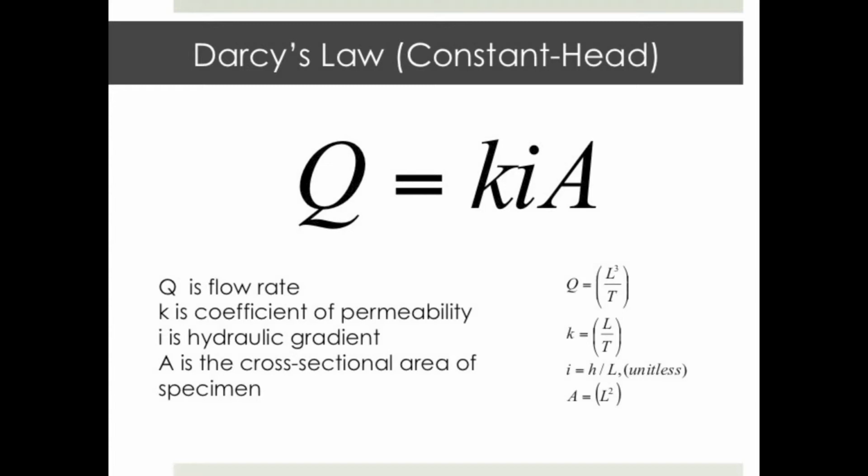A is the cross-sectional area of the sample, which we know from inner diameter measurements of the tube. And finally, K is the coefficient of permeability in units of length per time. Darcy's Law is a simple means of calculating the coefficient of permeability unique to our test soil.